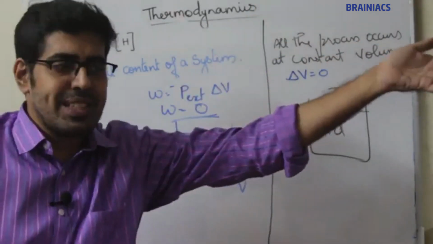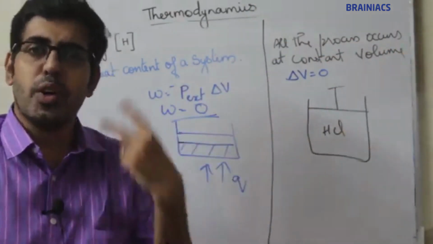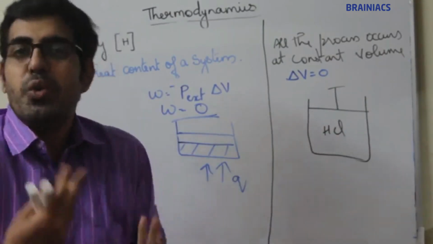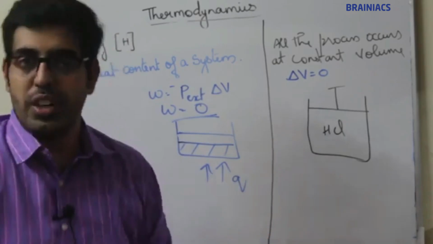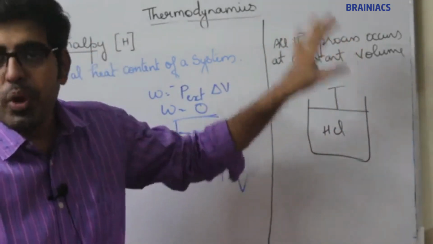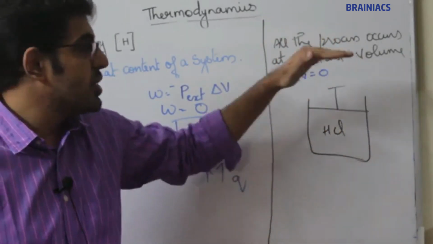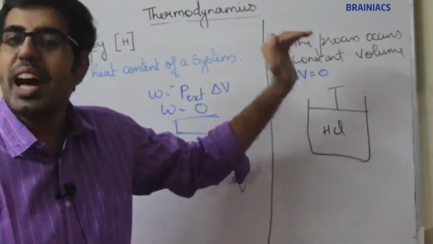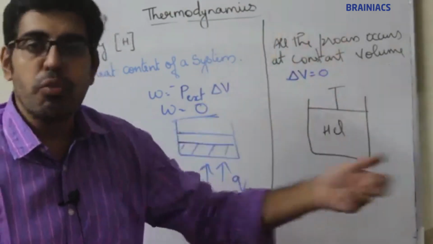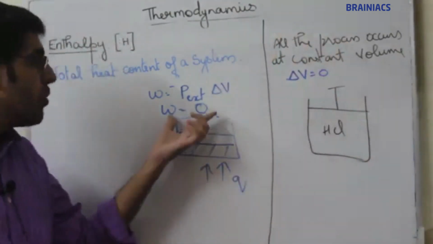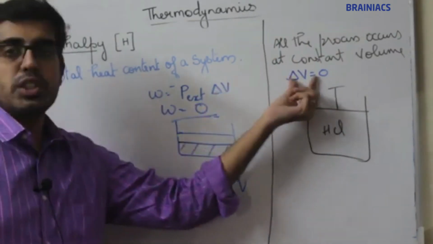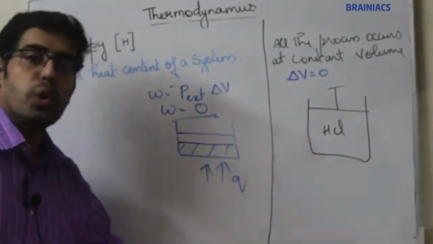In the last topics we learned that there are two types of work. If work is always zero, then why would we learn two types of work, right? So this concept was wrong. All the processes in the universe do not take place at constant volume. If they did, then for all processes work would be equal to minus P external into delta V, with delta V being 0, so W would be equal to 0.